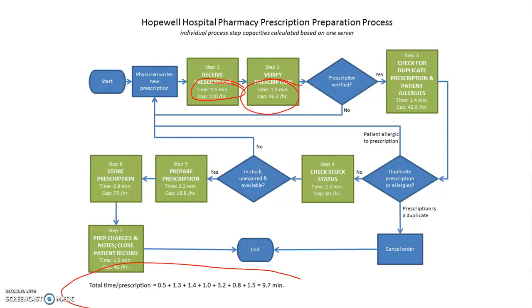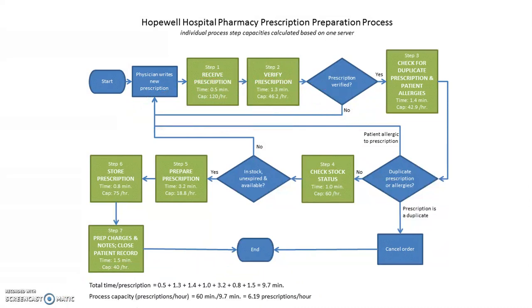And we've got that calculation down here. All we're going to do is add up the times for each step, and that takes 9.7 minutes. That's assuming that there is no rework, and for example, this rework right here with the prescription having to go back to the physician to rewrite it. So assuming no rework and everything goes fine, we've got 9.7 minutes per prescription.